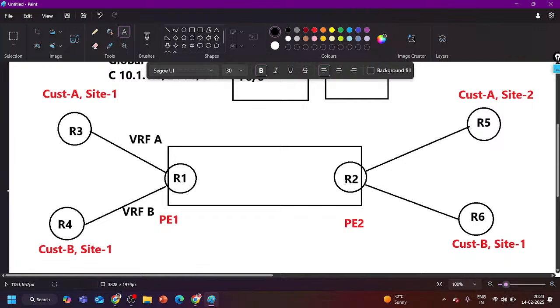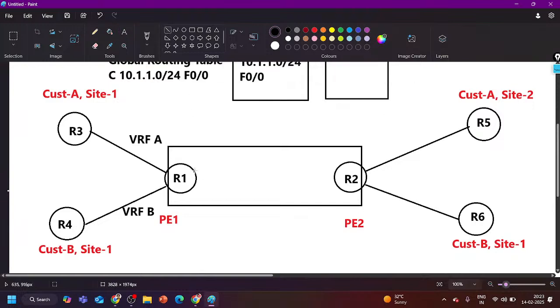How can we share it? How can we advertise two routing tables from R1 to R2, guys? Definitely we need two links here. One link is going to carry the traffic of VRF A and one link is going to carry the traffic of VRF B.